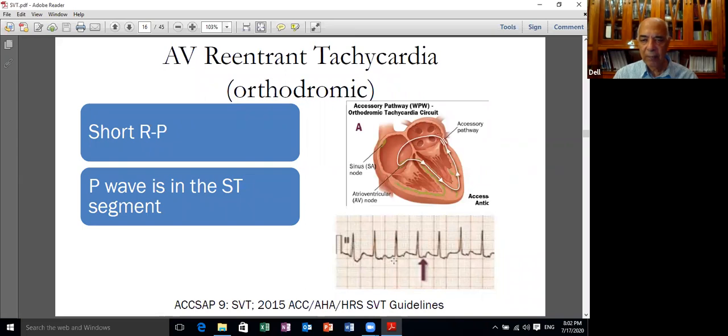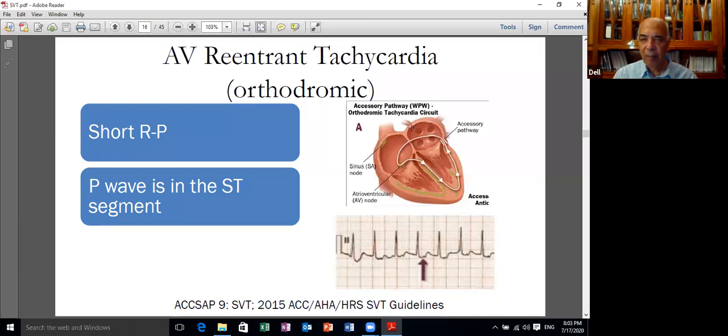So under these circumstances, the ventricle gets activated here, and after the ventricle gets activated, the atrium gets activated. This is still a short RP, but as you see, the distance between the R and P will be longer than in AV nodal reentry tachycardia, more than 70 milliseconds. So 70 milliseconds and below favors AV nodal reentry tachycardia, 70 milliseconds or more favors AV reentry tachycardia.